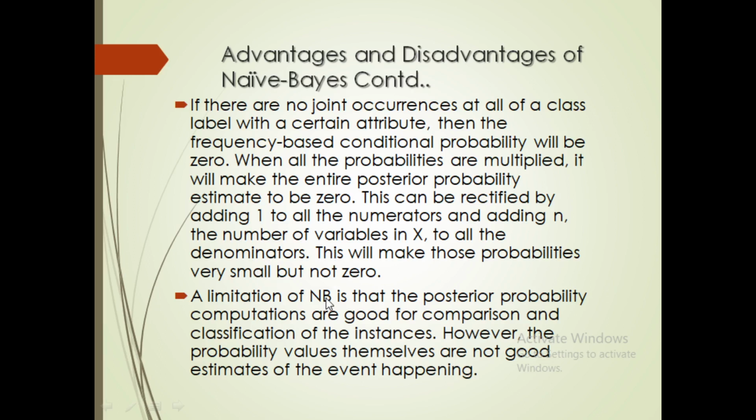Another limitation of naive Bayes is that the posterior probability computations are good for comparison and classification of instances. That is, whenever we want to compare two instances or we want to classify an instance, naive Bayes works well. But if you want to predict something, whether this event is going to occur or not, then we cannot apply a naive Bayes classifier. So that's one of the disadvantages of having a naive Bayes.